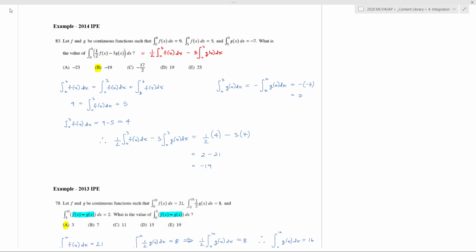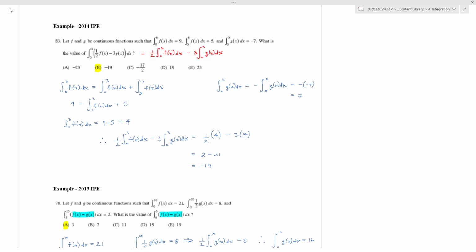So now I've got the two pieces I need. I have the integral from 0 to 3 of f of x, which is 4, and I have the integral from 0 to 3 of g of x, which is 7. I just sub those into that expression that I have written in red. So 1/2 the integral from 0 to 3 of f of x dx minus 3 times the integral from 0 to 3 of g of x dx. When I sub those values in, I get 1/2 times 4 minus 3 times 7. And when you work that out, you get -19, which is B.